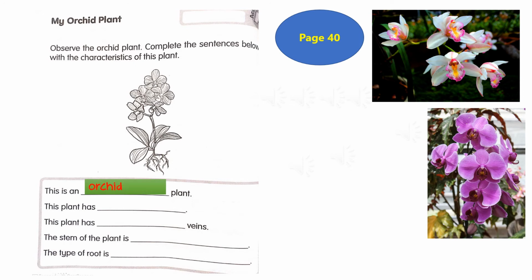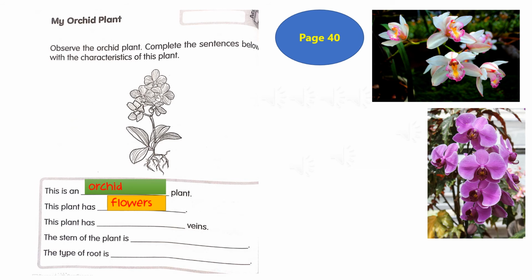Now move on to the second sentence. This plant has what? Okay, so that is the first character on top of the parts of the plants. This is the colorful parts of the plant. So what are those? Yes, those are flowers. So please make sure you spell it correctly.